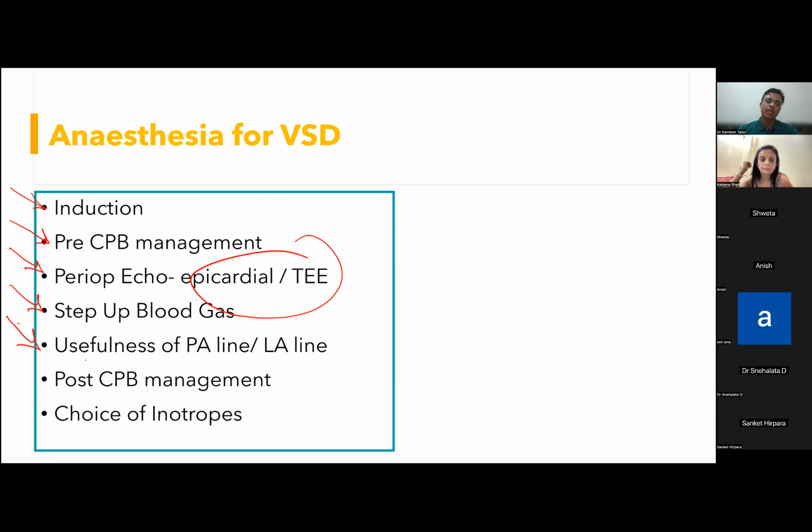As for monitoring, we put in a PA line in most of the smaller kids, but it depends on the unit.